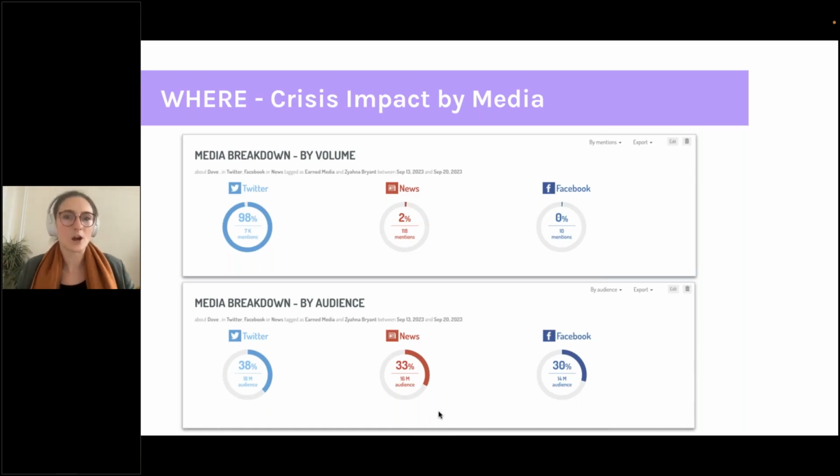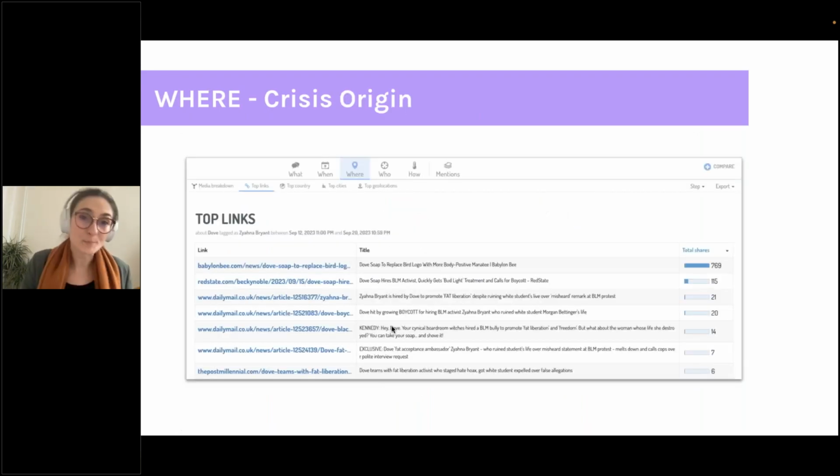Online news has traditionally a larger audience, and very often bad buzz that starts on social media can develop then into a full-blown crisis once it has been picked up and journalists write about it in the news. Sometimes the opposite happens. Some crises can originate in the news, maybe following an investigation, and then this will be amplified on social media. So in where top links, you can find the news articles that are being shared the most on social media.